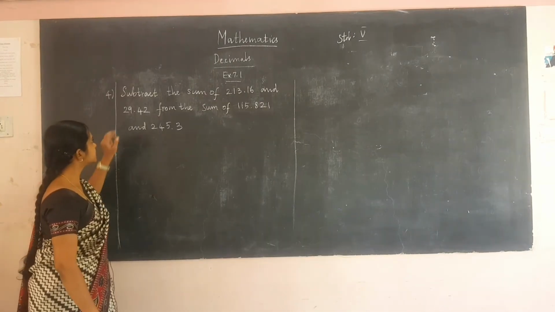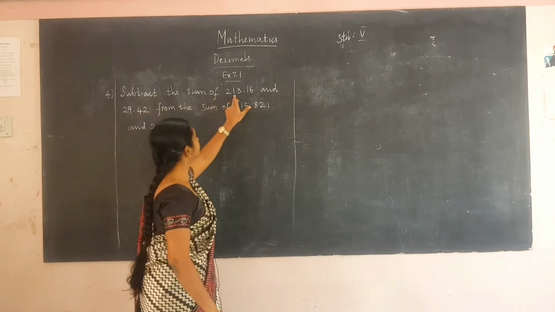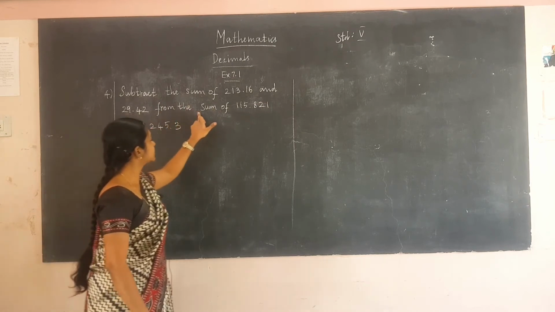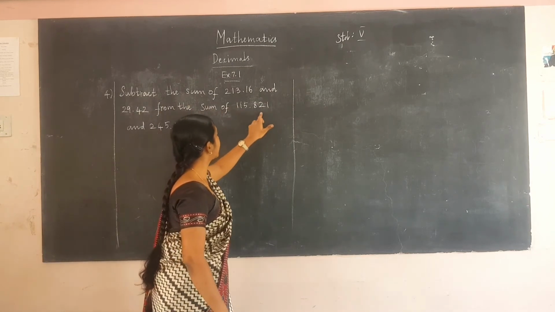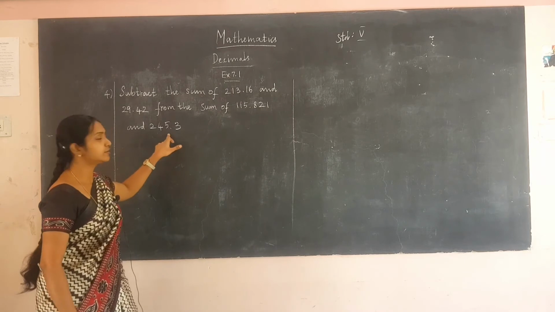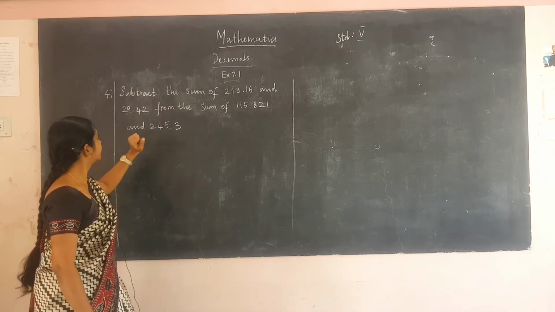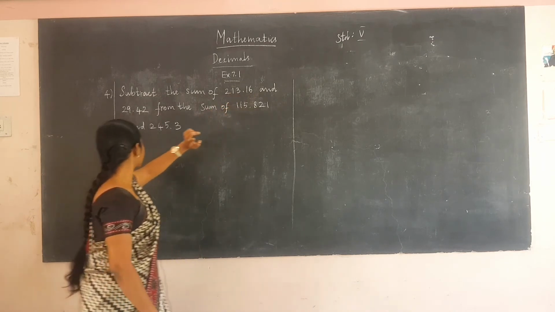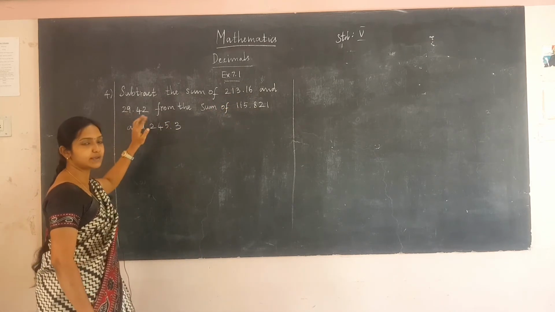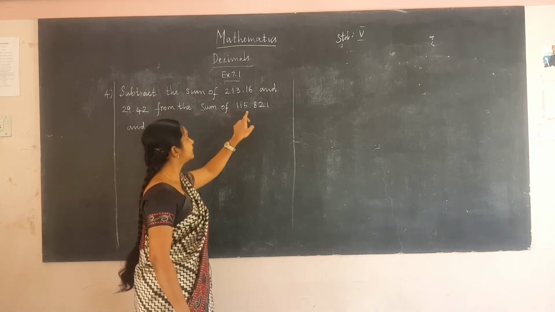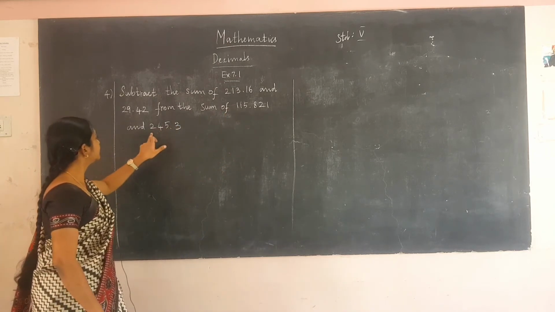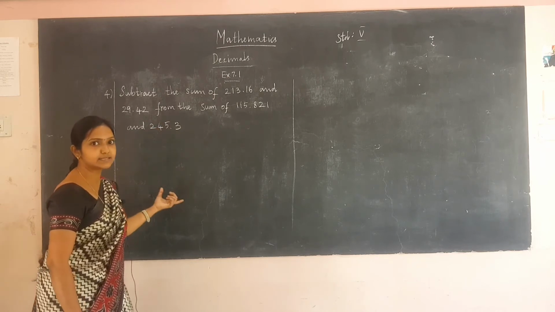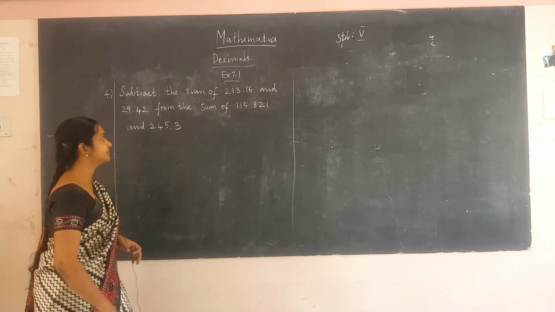The fourth problem is: subtract the sum of 213.16 and 29.42 from the sum of 115.821 and 245.3. We have to sum 213.16 and 29.42 separately and 115.821 and 245.3 separately, and with those answers we are going to subtract them.